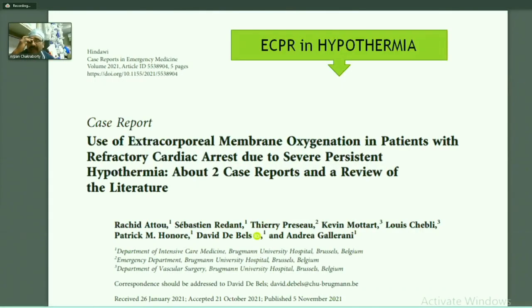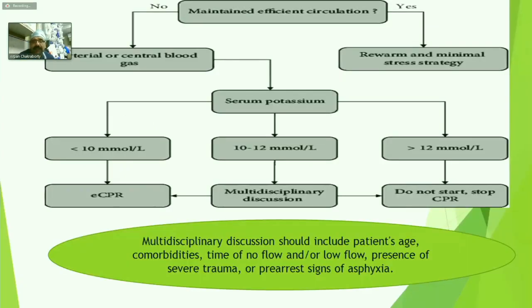And hypothermia, again, is a major indication which has been noticed in different parts of the world where temperature is low. Particularly, they have used ECPR in this kind of hypothermic cardiac arrest, where the potassium level plays a very definitive role in deciding whether to go for ECPR. If your potassium is less than 10, you can go for ECPR. If it is more than 12, you are not allowed to go for ECPR because the outcome is very poor, or it has gone very far away from the recoverable time.